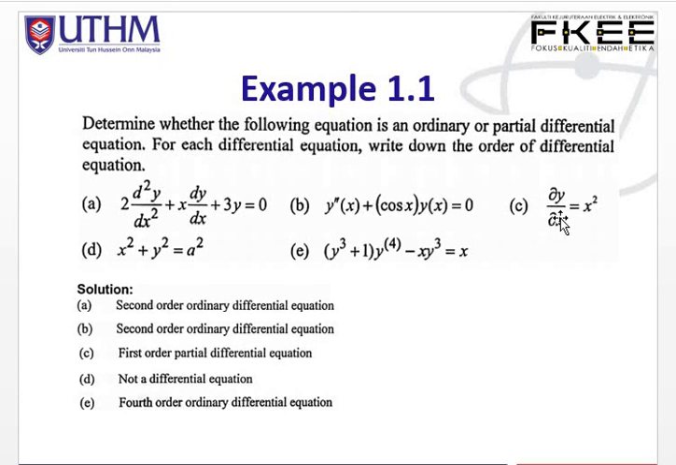This one is partial, del y, so this is a first order partial differential equation. This one does not even have dy over dx, just x squared plus y squared, so this is not a differential equation. Then what about this one? It is y power of 4, so this is a fourth order ODE.